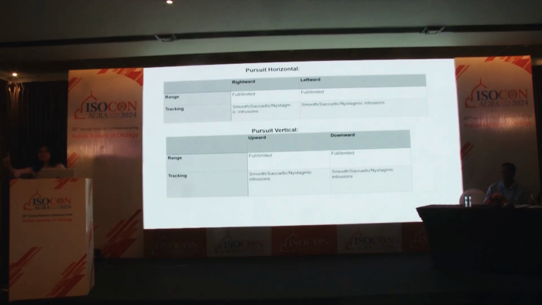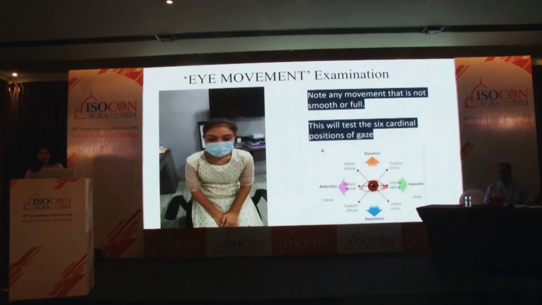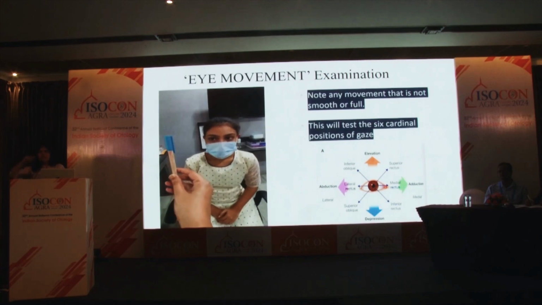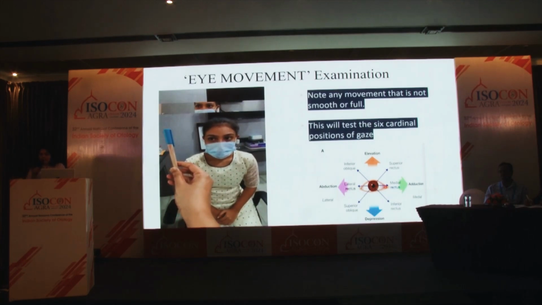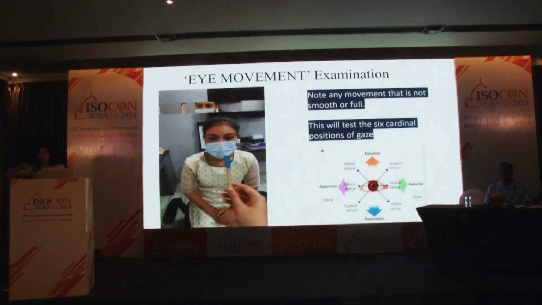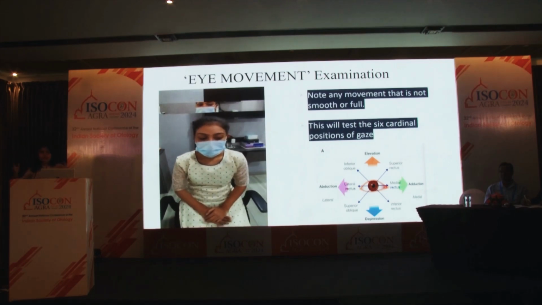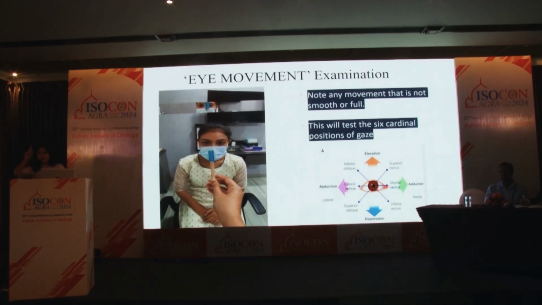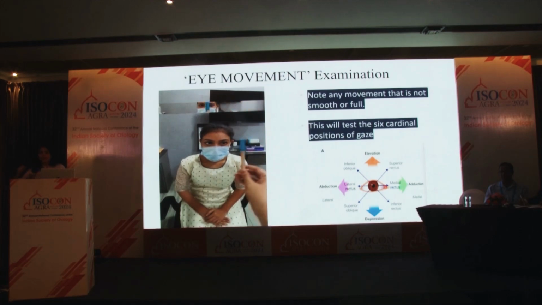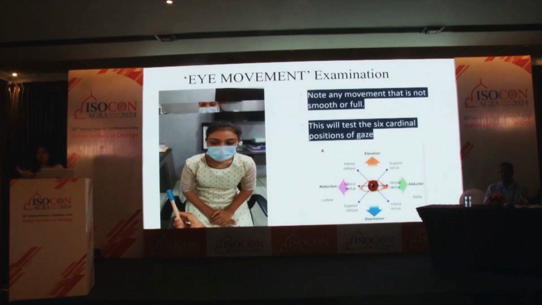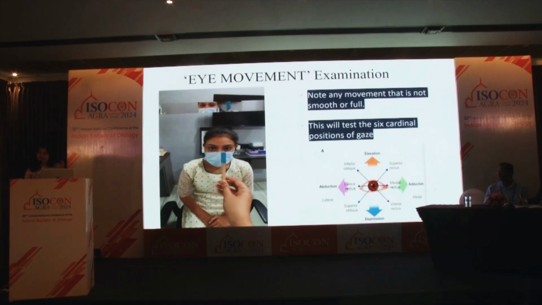Check the full range, check the tracking of the eyes, right? Horizontal, vertical. Of course, check the eye movements in all the 6 cardinal positions of gaze, either with an exaggerated X, typical, coming back to our ophthalmology classes, right? Or make an exaggerated H. Look for full and free movements, smooth movements, yes or no. If there is any restriction or any palsy, you can come to know at this stage.